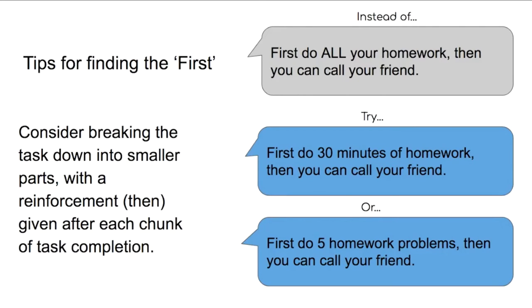You want your student to begin associating difficult tasks with feelings of success and positive reinforcers for task completion. To help them be successful, consider breaking the task down into smaller, more manageable chunks with a reinforcing item or activity provided for each task. For example, instead of asking your student to first do all of their homework, consider breaking it down into chunks of time or into smaller chunks of the activity.